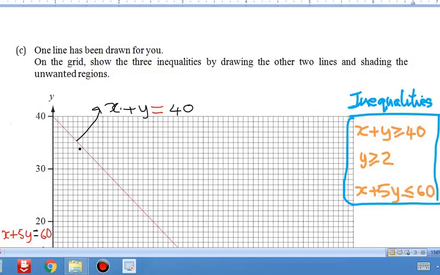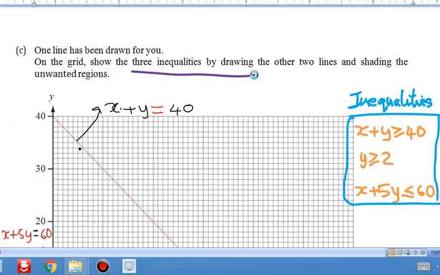Question number C tells you, one line has been drawn for you. On the grid, show the 3 inequalities by drawing the other 2 lines and shading the unwanted regions. Now, if you observe carefully, there are some important instructions given in part C of the question. On the grid, show the 3 inequalities. So in all, you must show 3 inequalities, and those 3 inequalities I have written in this blue box.